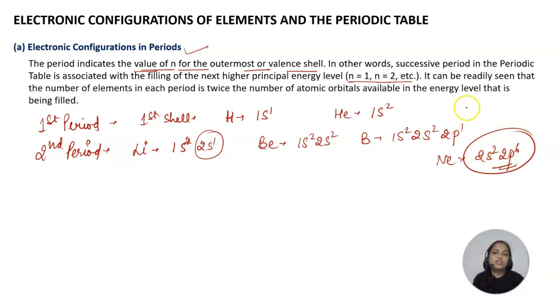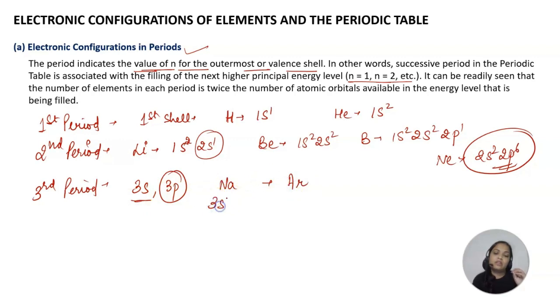So the first period has 2 elements, and the second period has 8 elements, because the second shell can accommodate 8 electrons. Now in the third period, the third shell gets filled. Here the 3s and 3p orbitals will be filled, from sodium up to argon. It starts with 3s1, and then ends at 3s2 3p6. So again there will be 8 elements in this period as well.